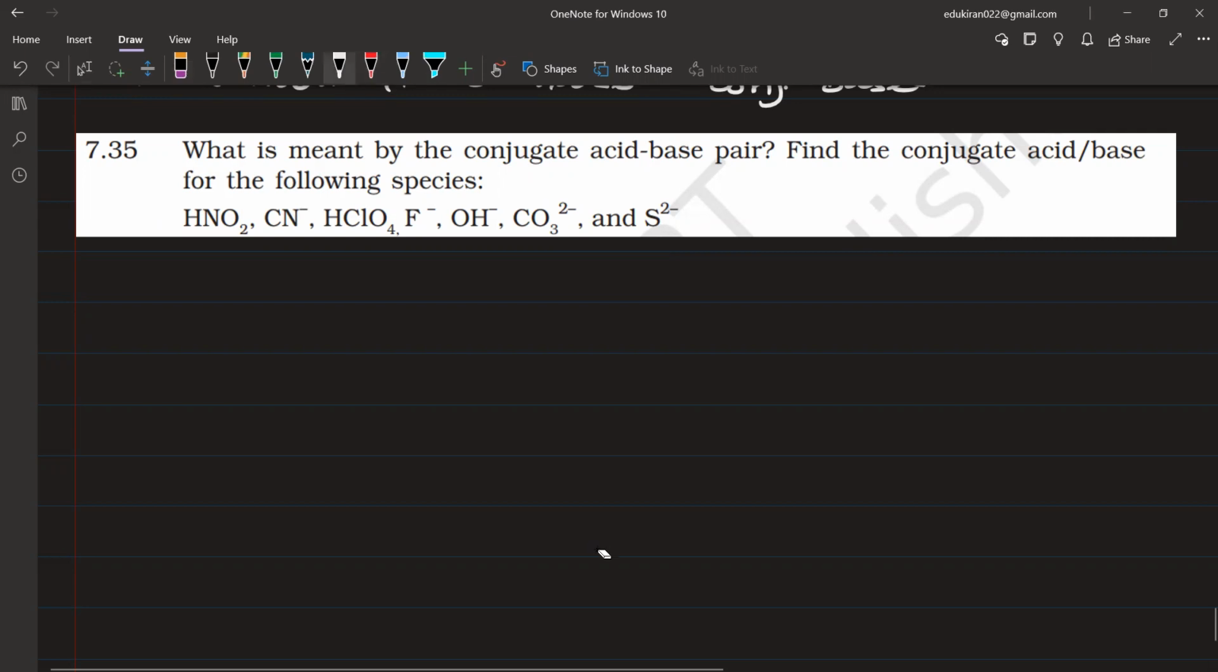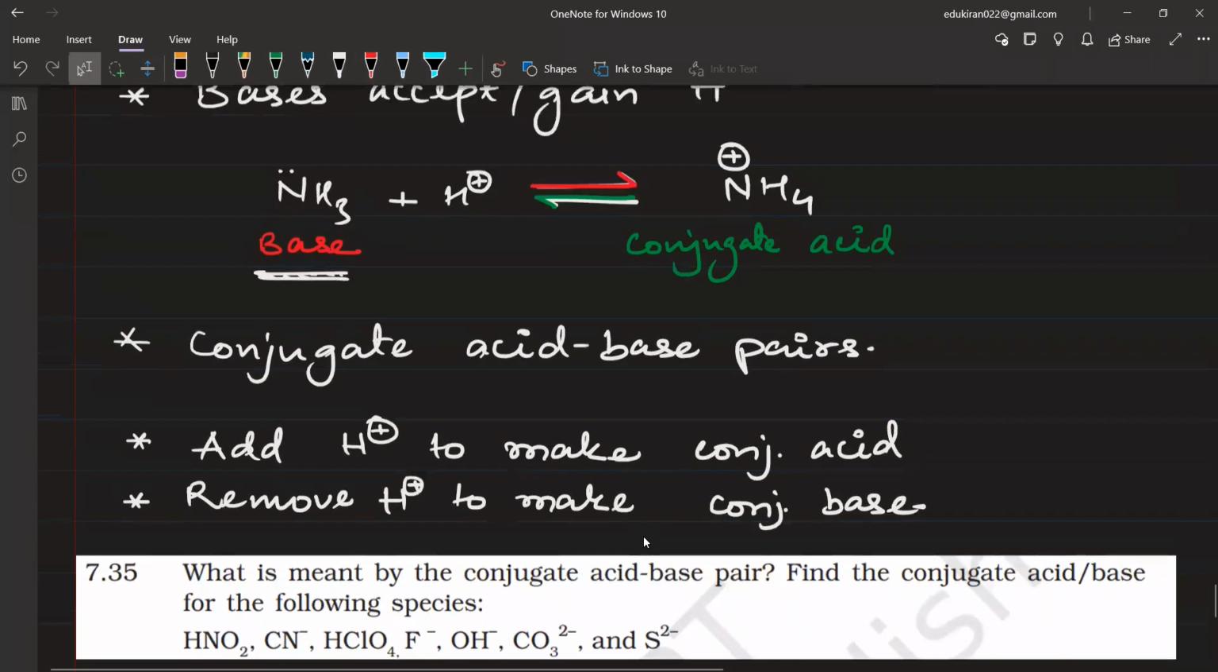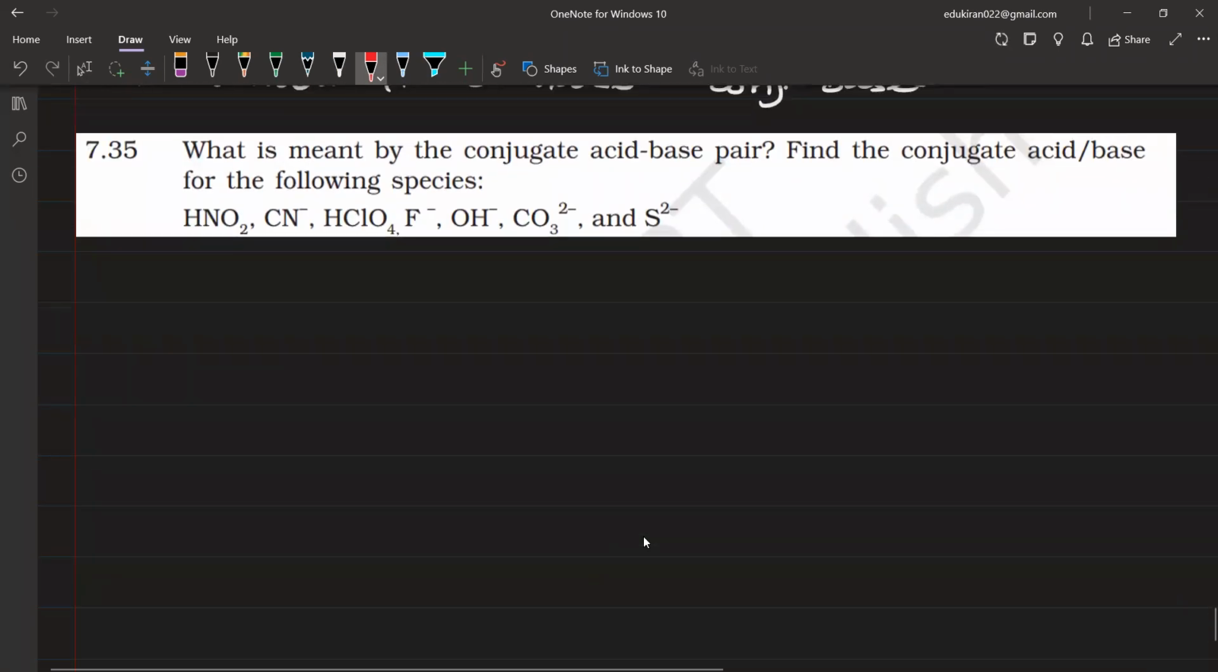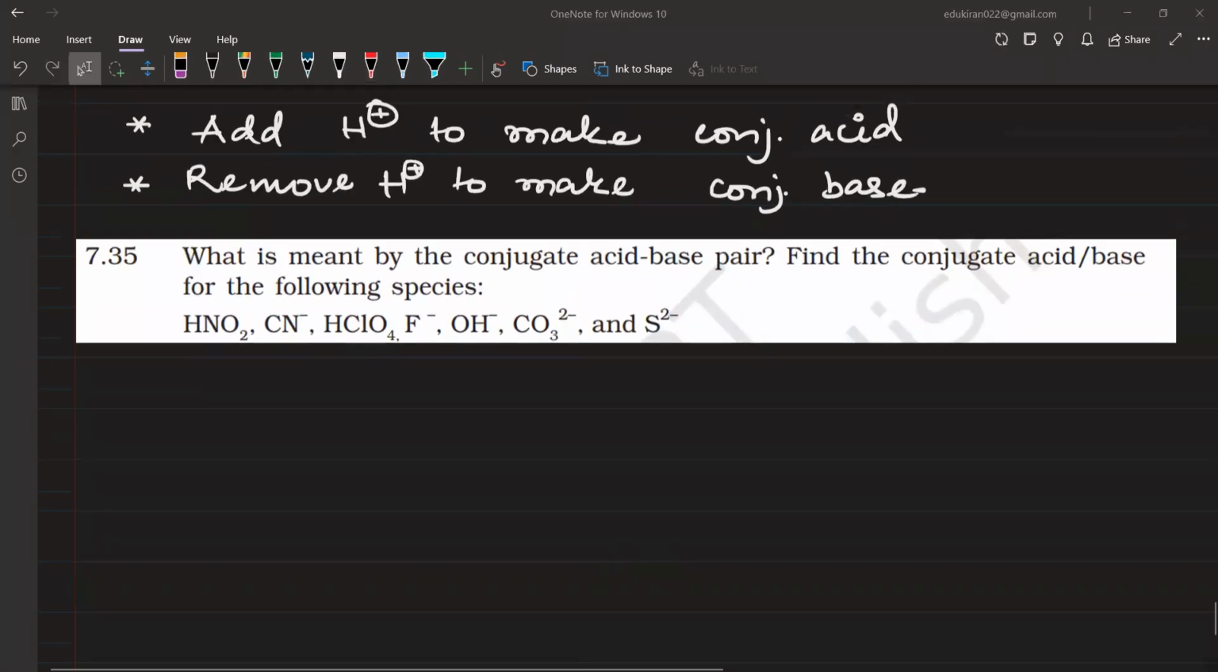ठीक है, what is meant by conjugate acid base pair? ये जो conjugate acid base pair होगा ना, जैसे आपके पास मान लीजिए NH3 और NH4 positive है, so they differ only by one proton, है ना, एक में proton कम, एक में proton ज्यादा। So those pairs which differ only by one proton, those are known as conjugate acid base pair, is right?